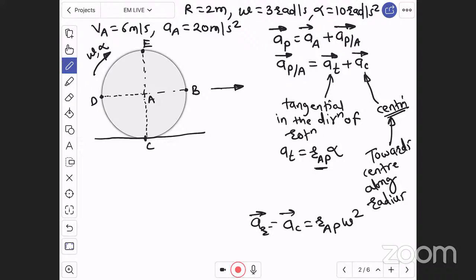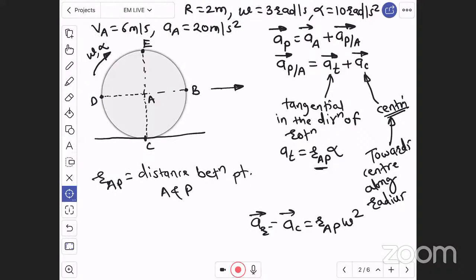But here R AP is the distance between point A and P, and P is any point. It may be point B, point C, point D, point E. Right. Now let us find them. We will first find the tangential acceleration and centripetal acceleration for each and every point.